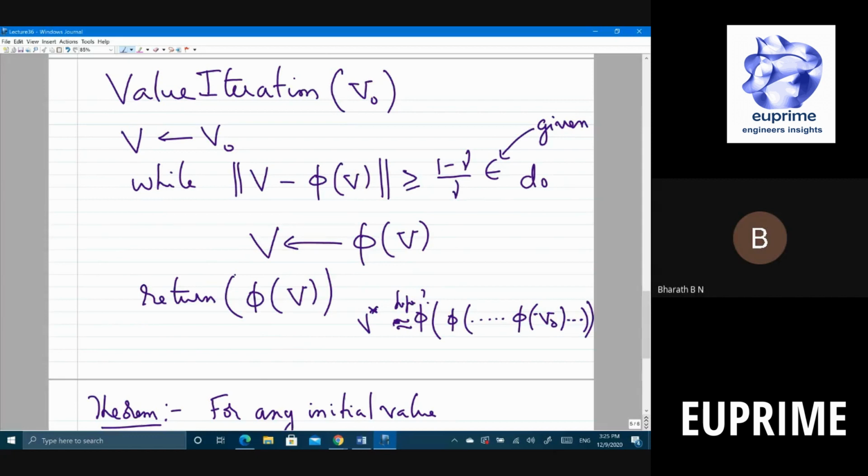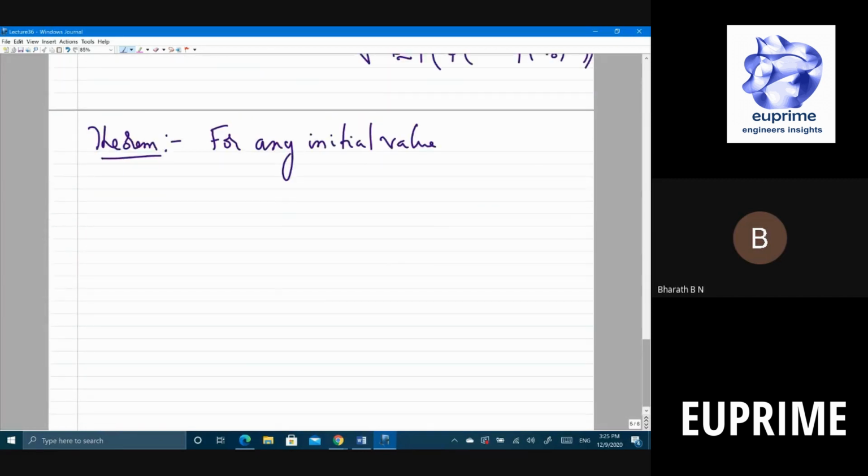Let us look at the consequences of that. If you stop immediately after this difference is less than epsilon times (1 minus nu) by nu, essentially you will have an accuracy of the order epsilon. We'll see that will pop out as a consequence of the proof. So take any initial value V0, the sequence.